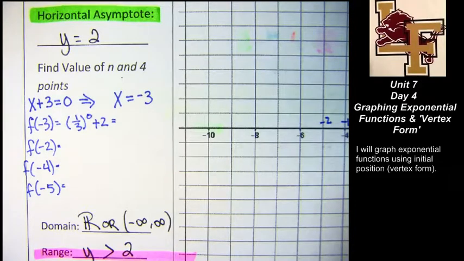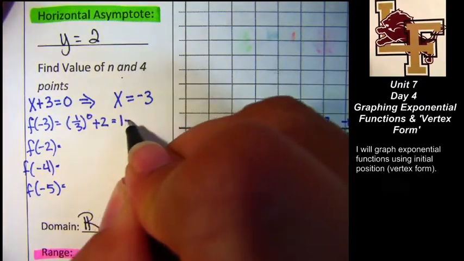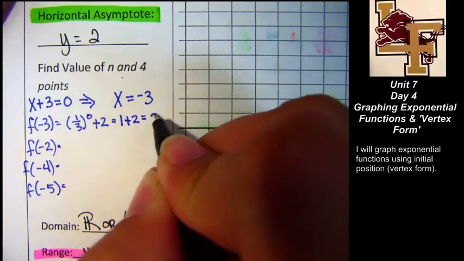Because I made it that way. Right? Yes. Okay. Anything to the 0 power is 1, so this is 1 plus 2. 1 plus 2 is 3.